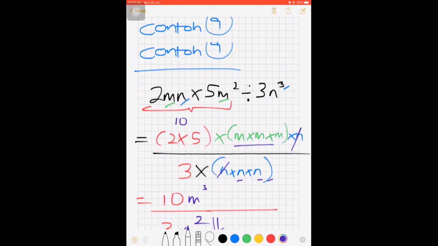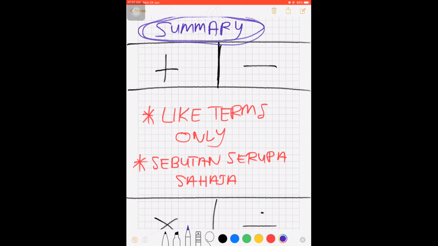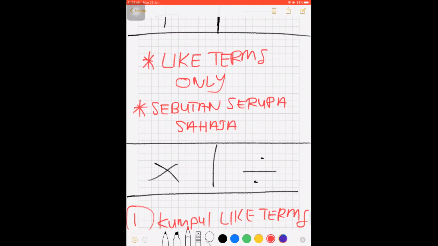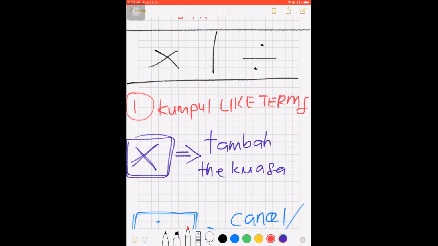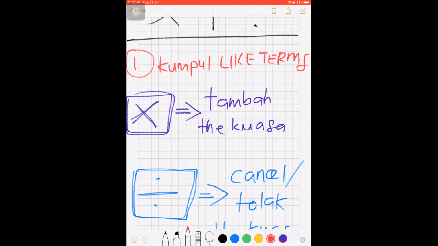Very simple, okay? Okay, so for the summary, cikgu rumuskan very easy. So for tambah and tolak, for addition and subtraction, you can only add or minus like terms only. Sebutan serupa saja. Kalau dia tak serupa, you tak boleh tolak, tak boleh tambah. You biar saja macam itu saja. You leave it like that. Okay? For multiplication and divide, for times and for darab dan bahagi, first step, you must always kumpul the like terms first. Yang serupa X dengan X, Y dengan Y, Z dengan Z, always kumpul. Yang tak ada variables pun, you kena kumpul dulu.